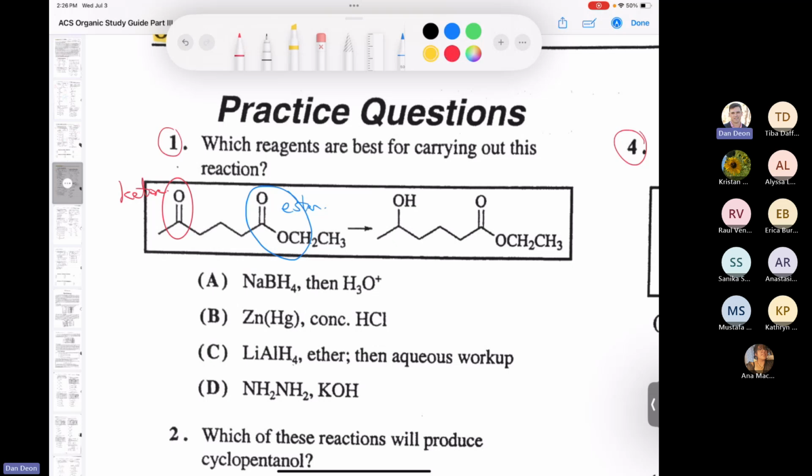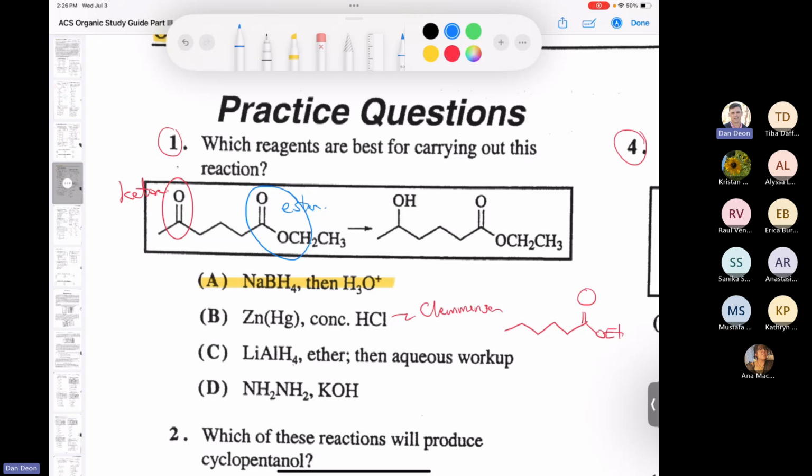The answer is going to be sodium borohydride, right? That only reduces the ketone. This one here, this is a Clemmensen, and that would remove everything, right? If you did a Clemmensen, you would end up with this, right? You would just burn off the entire carbonyl, so that's not good.